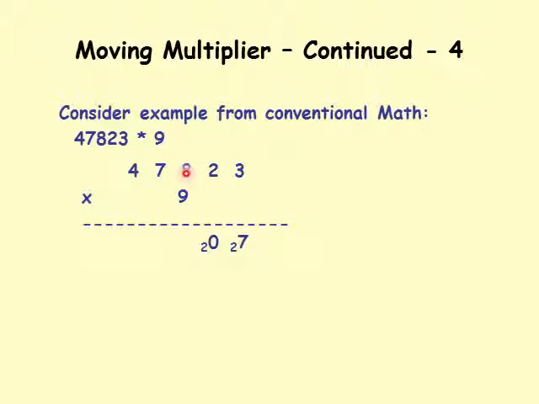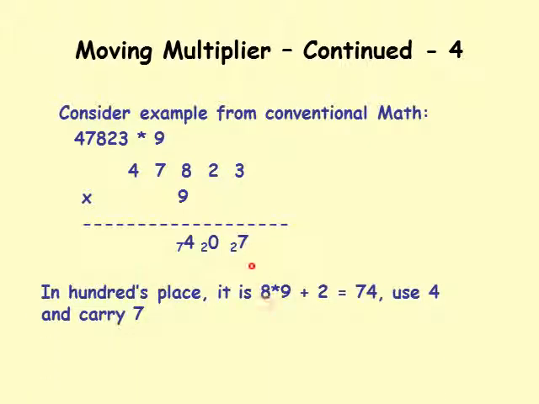Now we have moved the multiplier mentally again to the hundreds place, and let's continue the multiplication. In hundreds place, it's 8 times 9, which is 72, plus the carry 2, 74. We'll use 4 and carry 7. We write that like that. 4 is part of the answer, and 7 is my scratchpad number I need to remember for the next column.